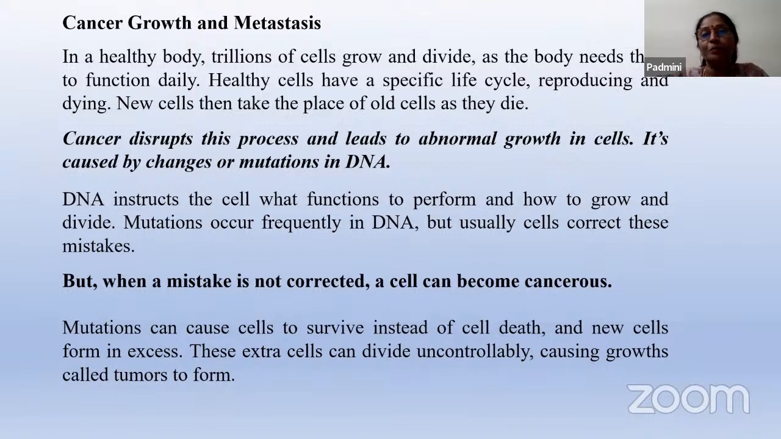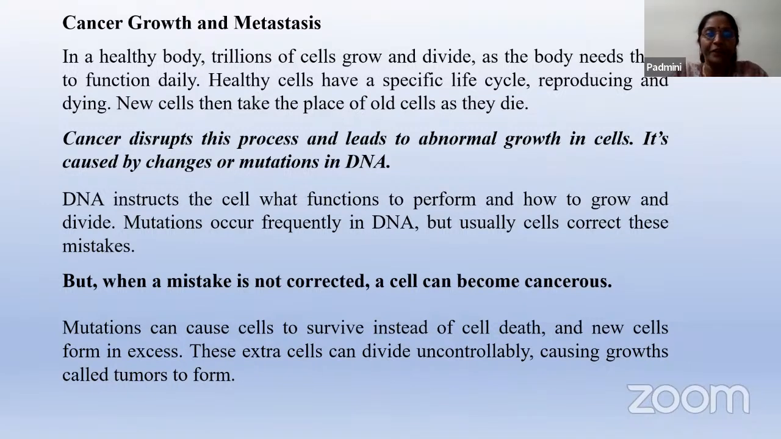The healthy cells have a specific life cycle. If you remember the cell cycle, the G0, G1, S phase and G2 phase, and then the mitosis phase, it has a specific life cycle, reproducing and dying simultaneously. And the new cell takes up its place. Now, what happens during cancer? Cancer disrupts this process and leads to abnormal growth in the cells.